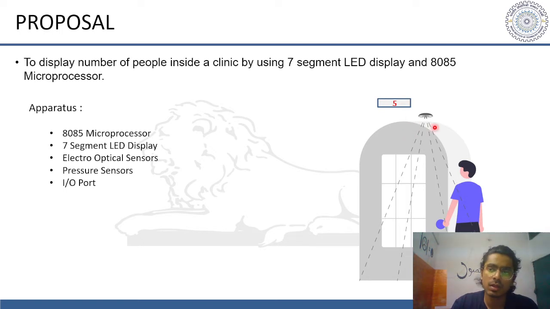Just above the door there will be an electro-optical sensor, and on the handle of the door there will be a pressure sensor, and above this door on the wall there will be a 7-segment LED display to display numbers.